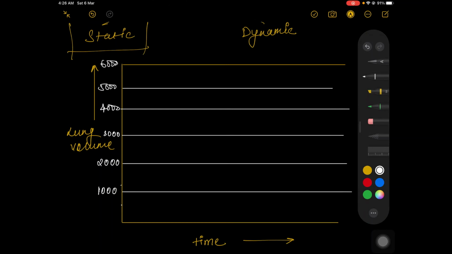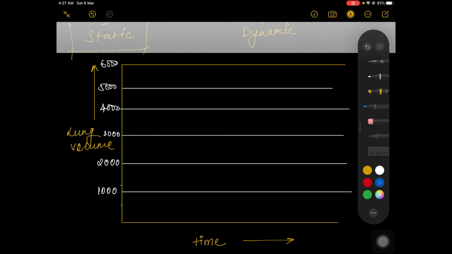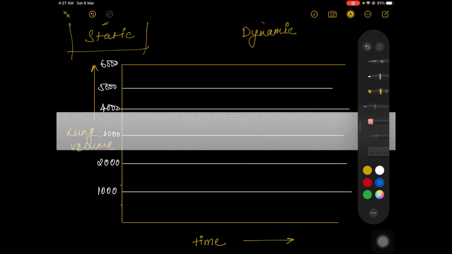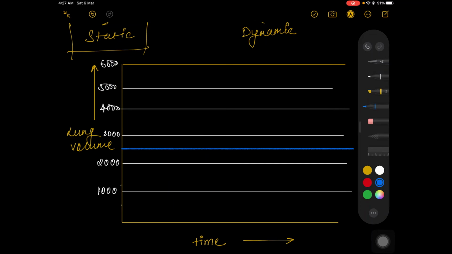Now, as we have studied earlier, during a normal inspiration and expiration at a resting state, the amount of air we inspire and expire is the tidal volume. Normally what we inspire and expire is the tidal volume, and the value for that volume is around 500 ml.